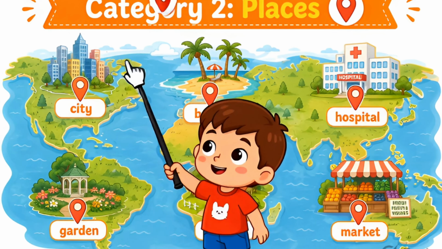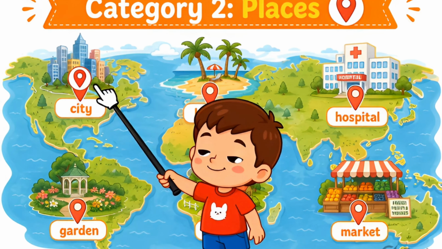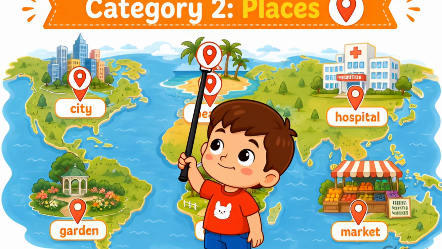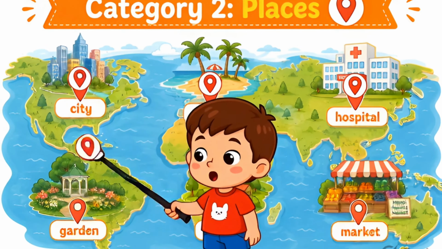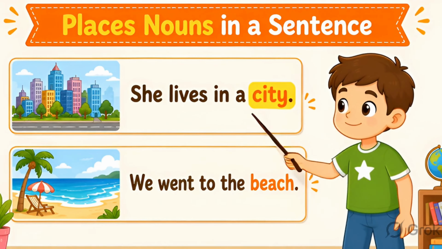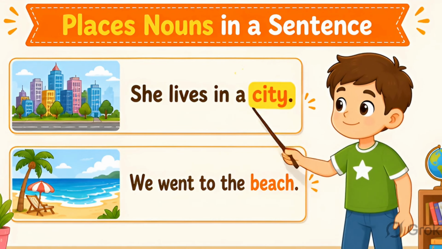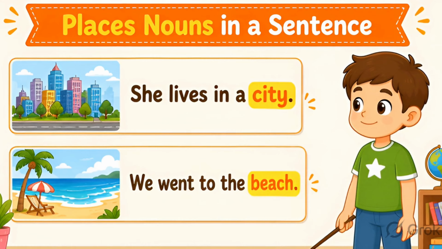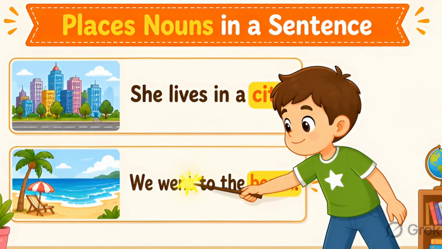The second type is places. Any word that names a location is a noun: city, beach, hospital, garden, country, market. In a sentence, place nouns tell us where. She lives in a city. We went to the beach. City and beach are both place nouns.